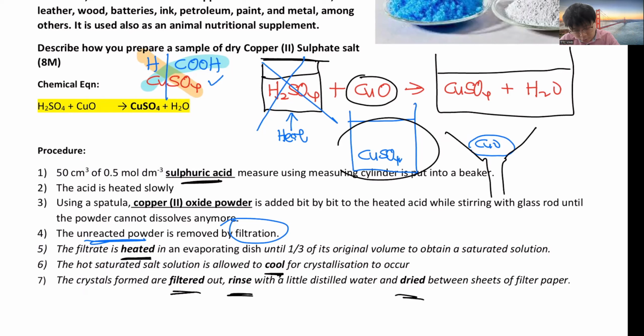Heat until saturated, which means heat until 1/3 of the volume. Let it cool down so that the salt comes out. Then filter out the salt, rinse it, dry it, and you will get the salt crystals.